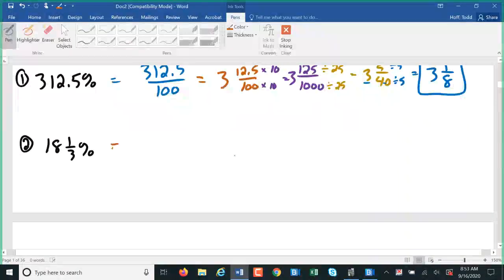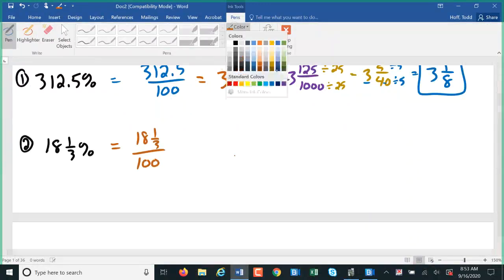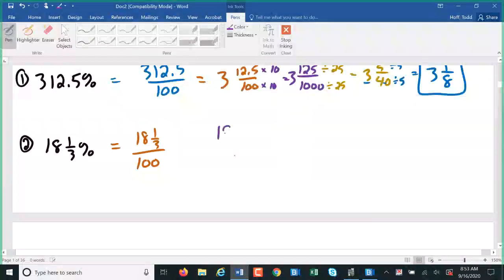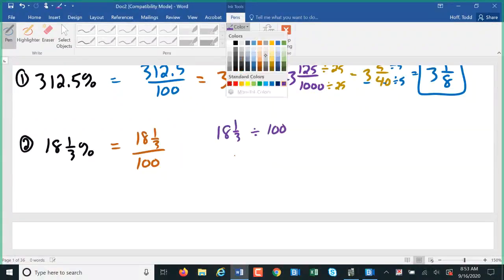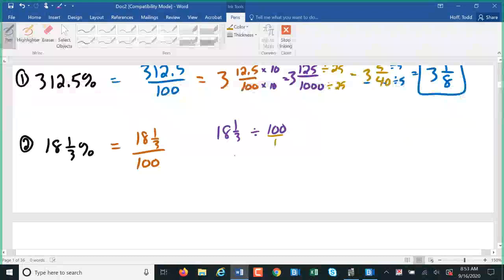Excuse me. 18 1/3 over 100. I'm going to go ahead and just divide it out. So it's 18 1/3 divided by 100. But this is 100 over 1. 18 1/3 as an improper fraction: 18 times 3 is 54, plus 1 is 55. Then we're going to multiply by the reciprocal, so times 1 over 100.